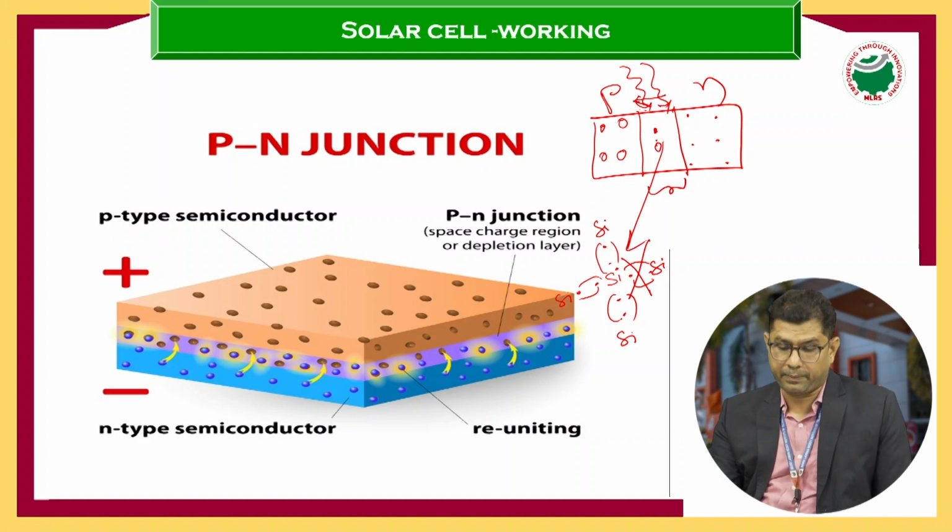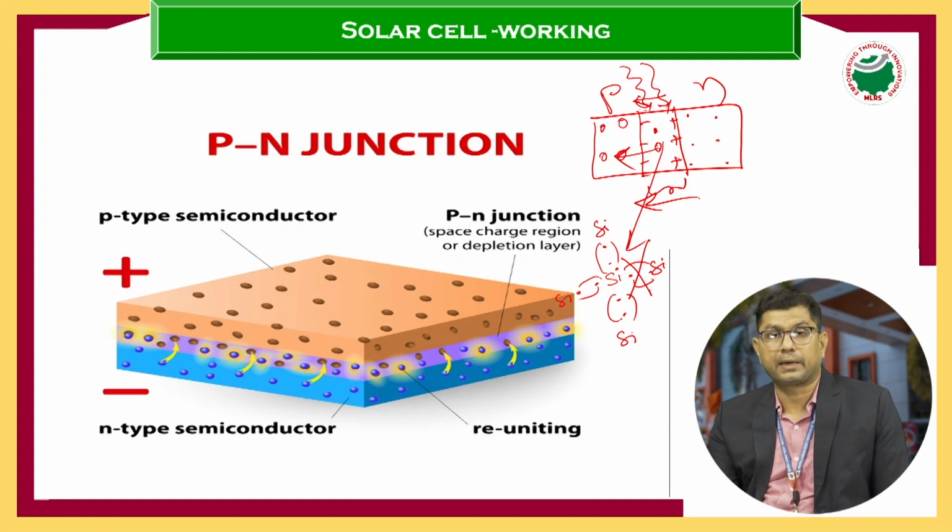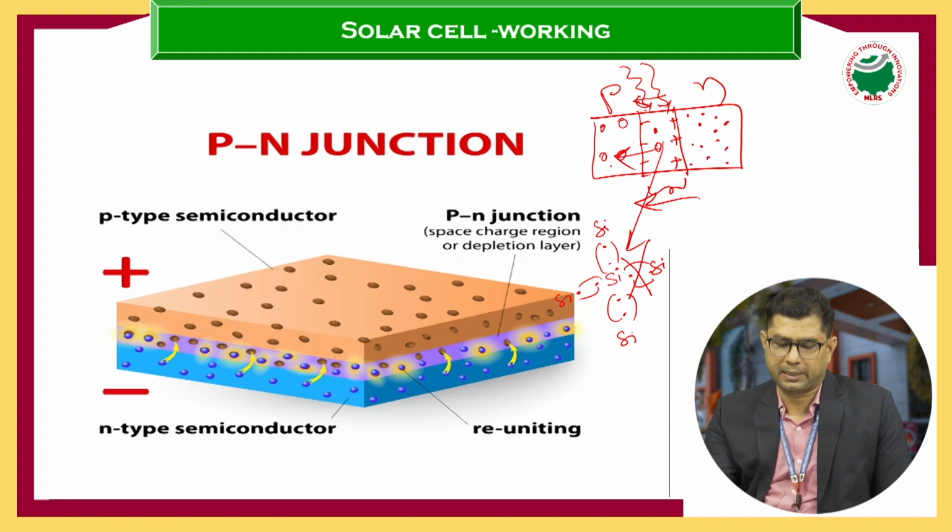But before recombination, there is a barrier field. This barrier electric field sweeps the electron towards the N side and the hole towards the P side. When we incident light on the solar cell, electron hole pairs are generated in the depletion layer. These electron hole pairs are drifted in opposite directions.